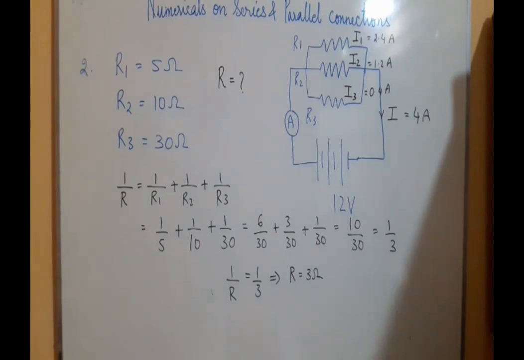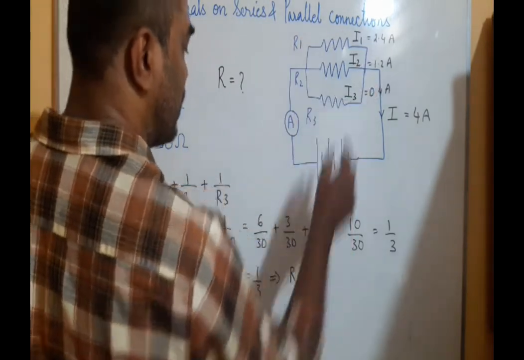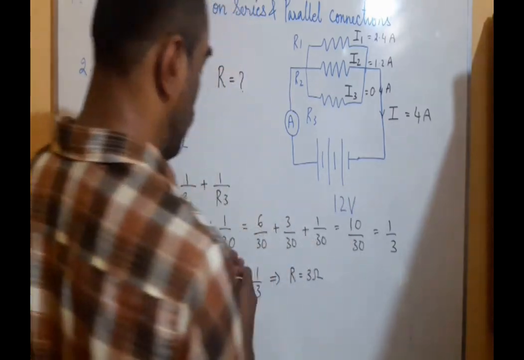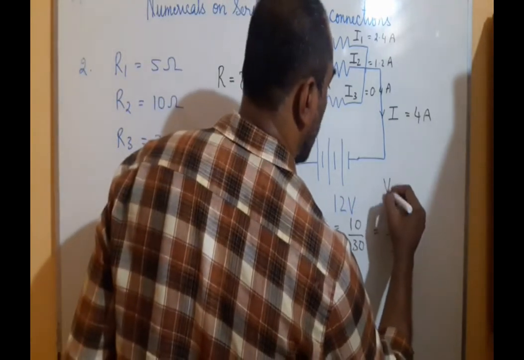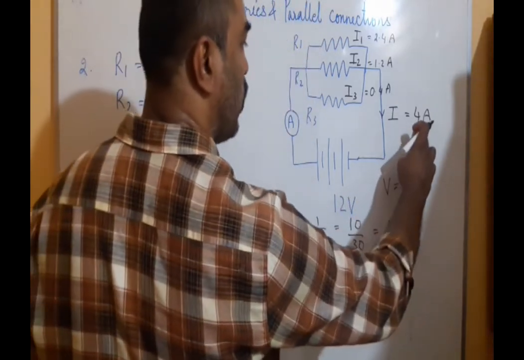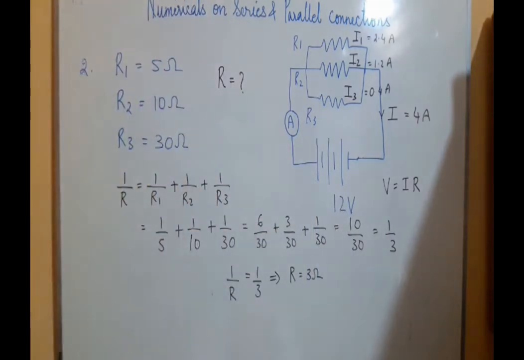Now let us check one more thing, just for verification. The total equivalent resistance is 3 ohm. The current we had is 4 ampere. The voltage is 12. Ohm's law, V is equal to IR. Just for verification, I is 4, R is 3. 4 3s are 12, which is our answer.